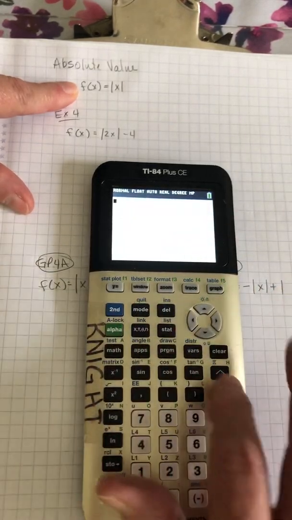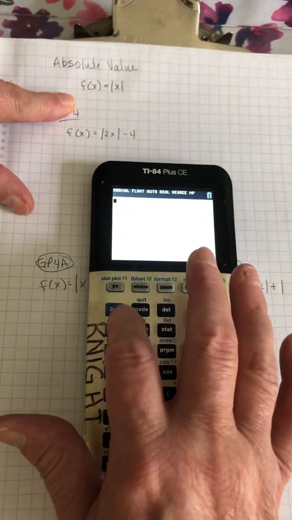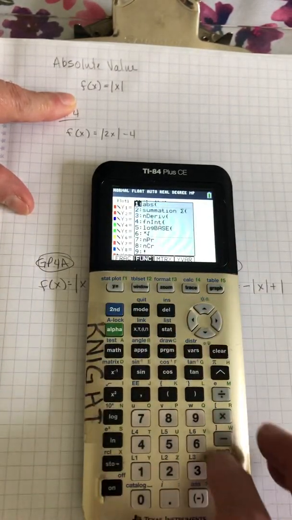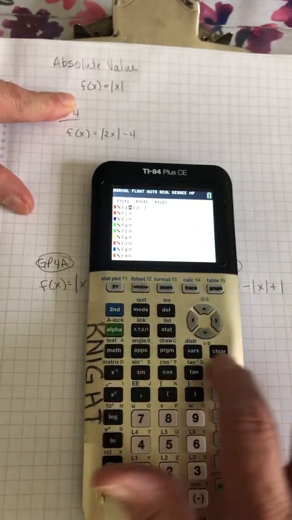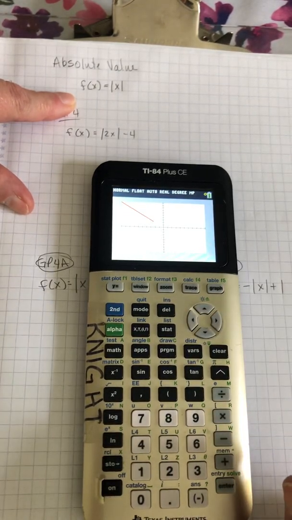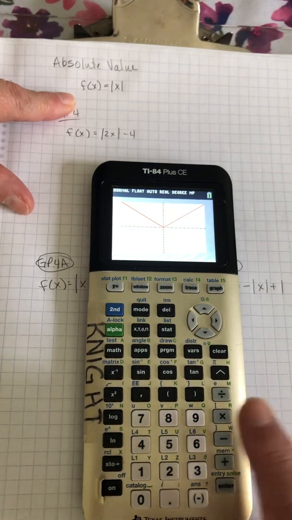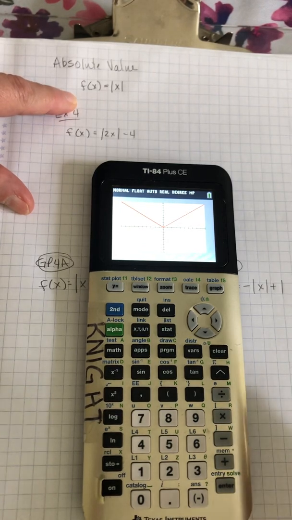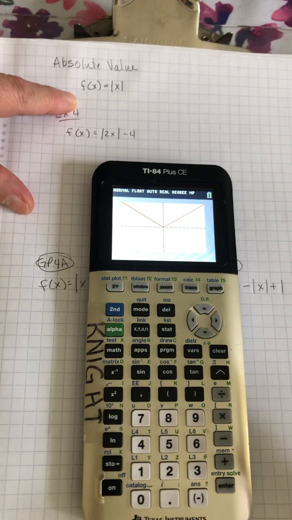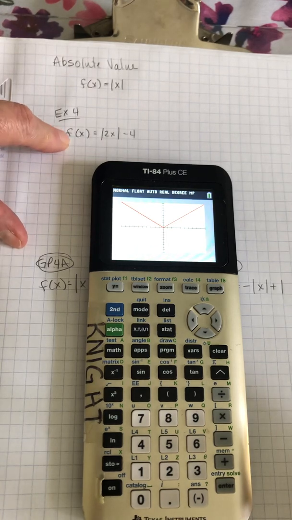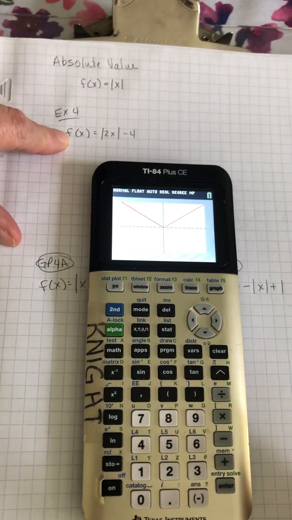Okay, so let's quit that for a minute because I want to look at the parent function. So if I go to my y equals alpha F2, absolute value of x. Now see that little arrow says, hey, get out of that absolute value. And if I graph it, okay, that's my parent function. Notice its bounce point or its vertex is at the origin. And this is your basic absolute value function. It's V-shaped.